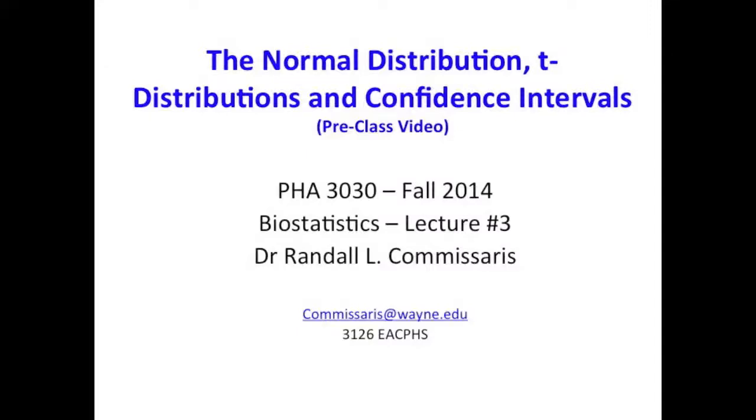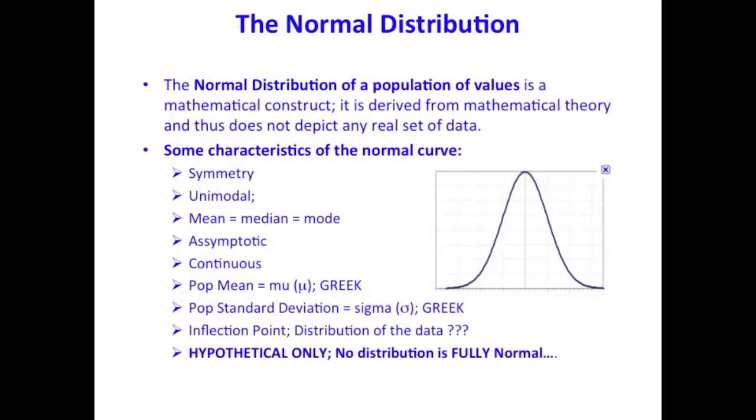Here we are. What do you need to know about the normal distribution? A, it's a really cool looking curve. It's named after this guy, Gauss, because that's also called the Gaussian distribution. It is a theoretical curve. It is perfect. The mean is equal to the median is equal to the mode.